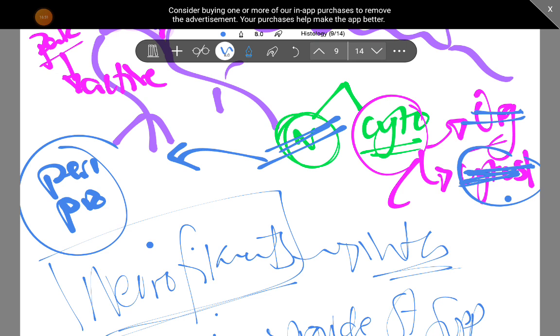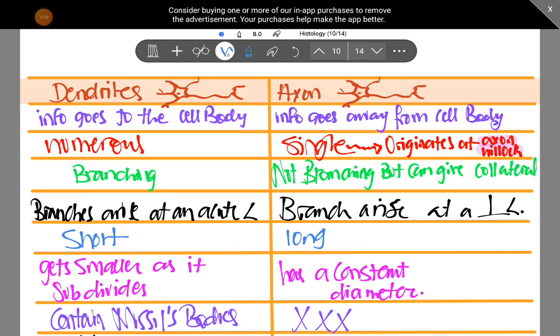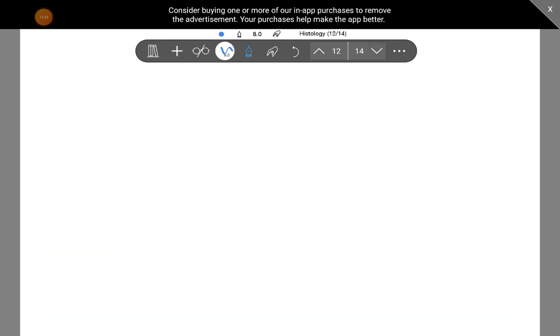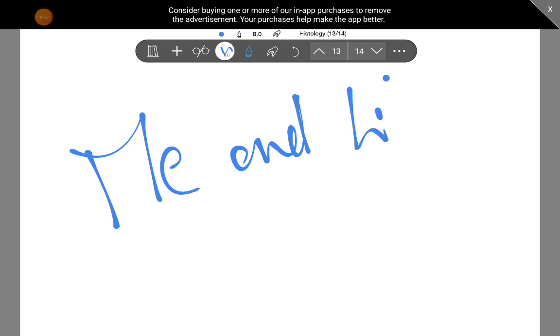And the last thing, we were talking about the inclusions. For the inclusions, I need an empty page. Okay, here's an empty page. For the inclusions, it's me and Lily.